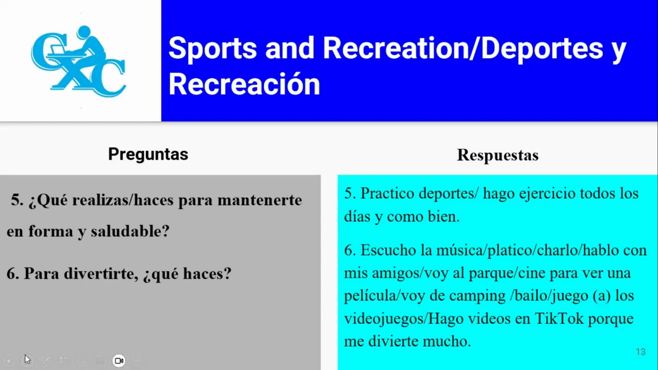Escucho la música, platico, charlo, hablo con mis amigos, voy al parque, voy al cine para ver una película, voy de camping, but it means campismo, bailo, juego a los videojuegos, hago videos en TikTok porque me divierte mucho. Excelente. So you see the different ways. Platico, charlo, hablo. They all mean the same thing. Yes, they are synonyms.